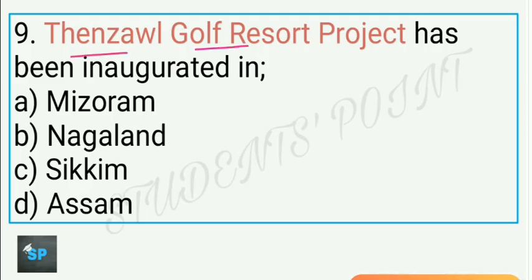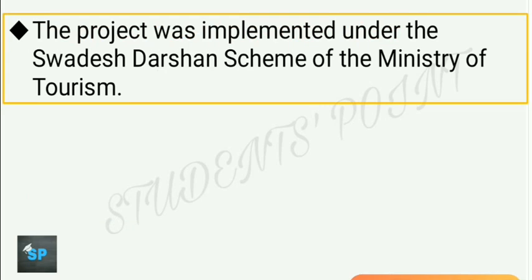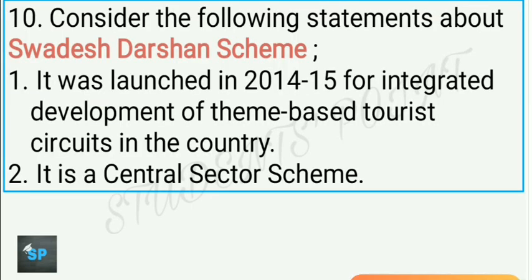Next question now. Thenjawal Golf Resort project has been inaugurated at Mizoram. So here A is the right answer. The project was implemented under the Swadesh Darshan scheme of the Ministry of Tourism. What is the Swadesh Darshan scheme? Next question is about that.